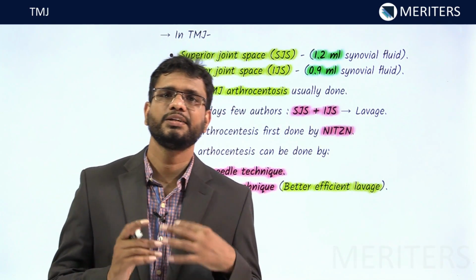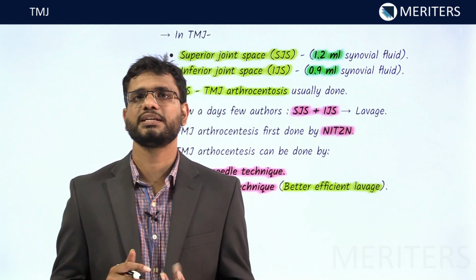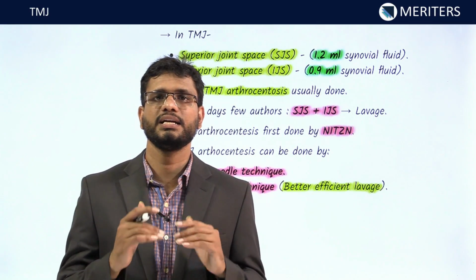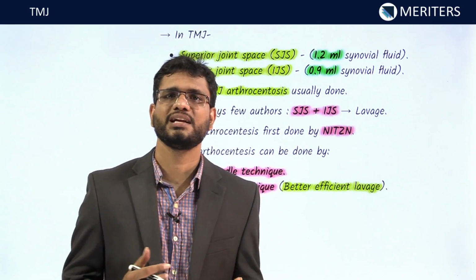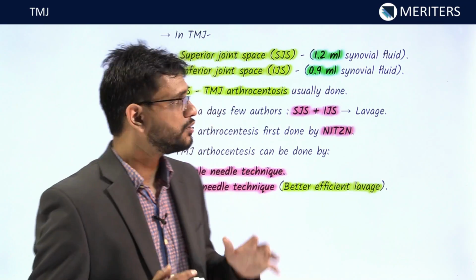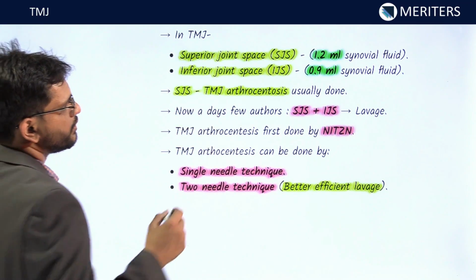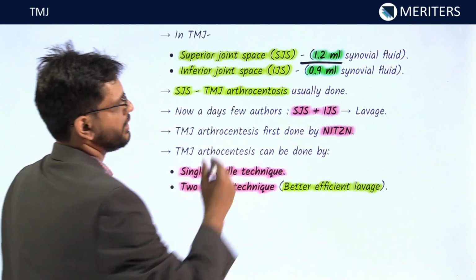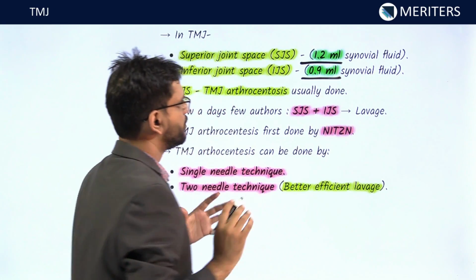So as we know, there are two cavities or two spaces within the TMJ, the superior joint space and the inferior joint space, and that is divided into superior and inferior by the meniscus, right? So the superior joint space is going to have almost 1.2 ml of synovial fluid, and the inferior one is going to have 0.9 ml of the synovial fluid.